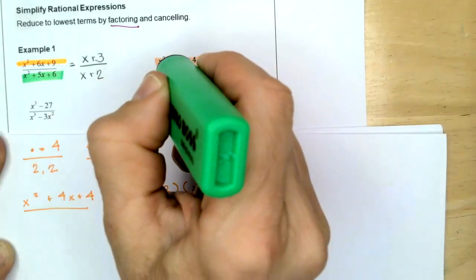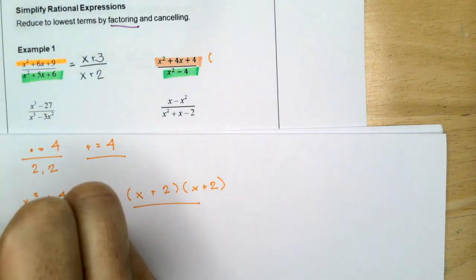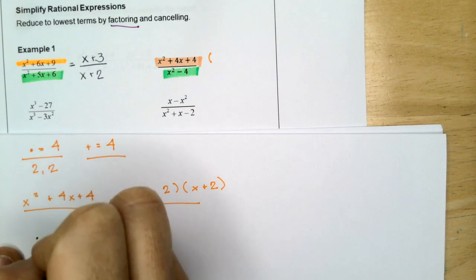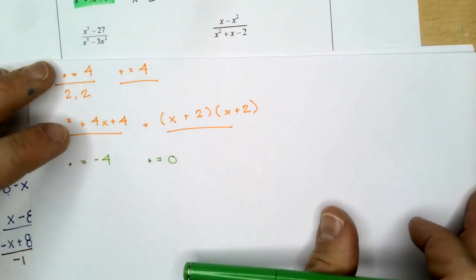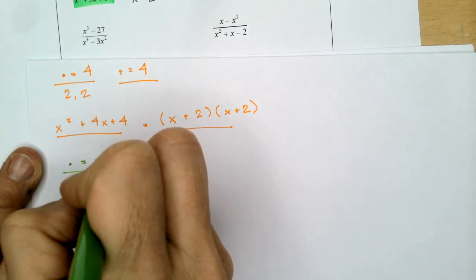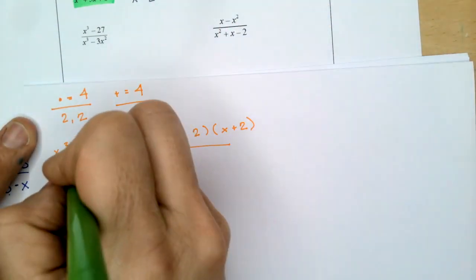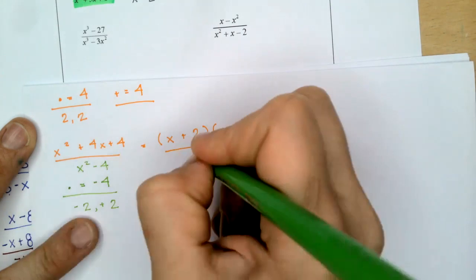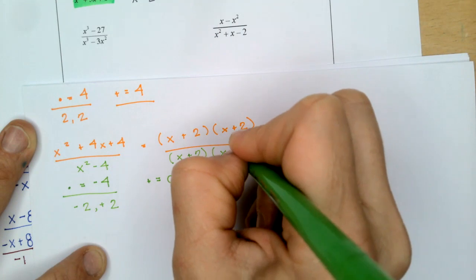Good. On the bottom, we have x squared minus 4. So now we don't have a b, right? It needs to multiply to equal negative 4, and it needs to add to equal 0, right? Do you have any factors of negative 4 that if you add them together, you get 0? Negative 2 and positive 2, right? So x squared minus 4 can be factored as x plus 2, x minus 2.